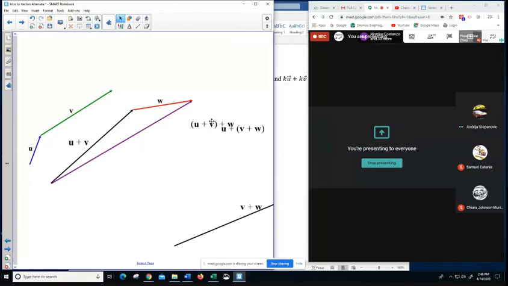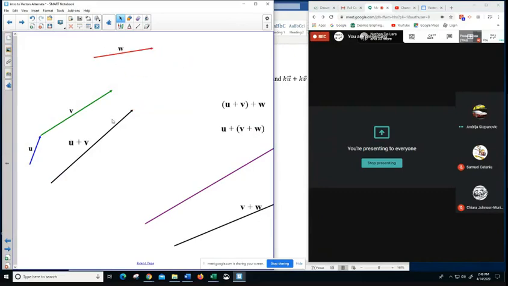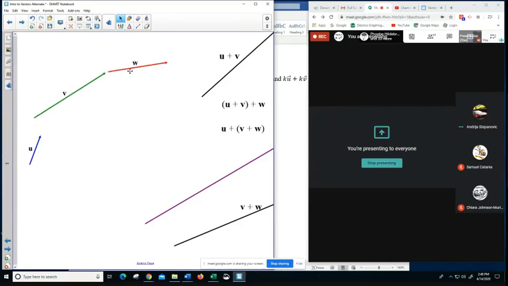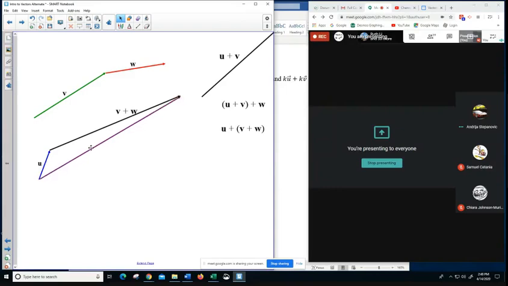Okay, let's try it now in a different order. If I now first add v plus w, so I do this addition first, and then I do u plus that sum, well, I don't think it's too surprising that we get the exact same result as before. Okay, so this tells us that when we're adding, it doesn't matter in what order I do these additions. So this is what we call the associative property.